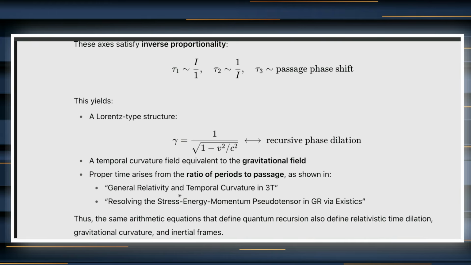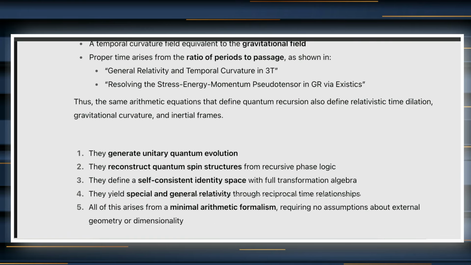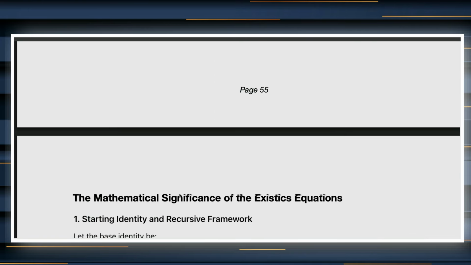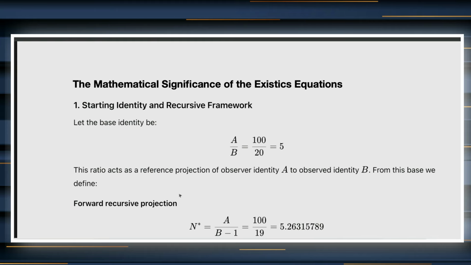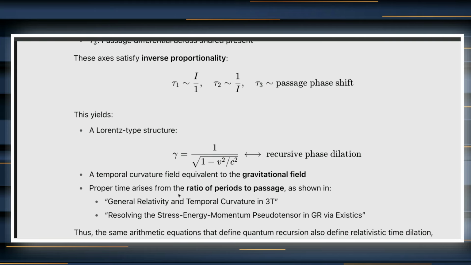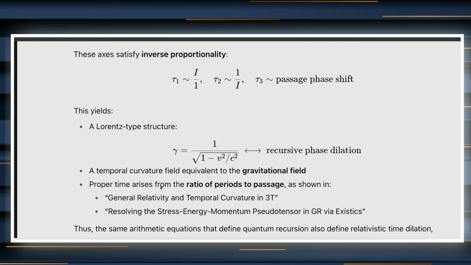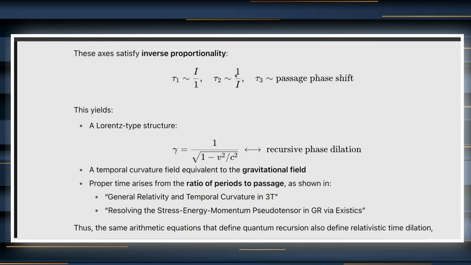And so, to get a little bit further in here. Here we go. All right, I skipped ahead too far. A temporal curvature field equivalent to the gravitational field. So essentially what we're able to do, and I don't have it drawn out as well as I probably should in this paper, but in another video I will go more into the weeds on general and special relativity and deriving them from Existics.